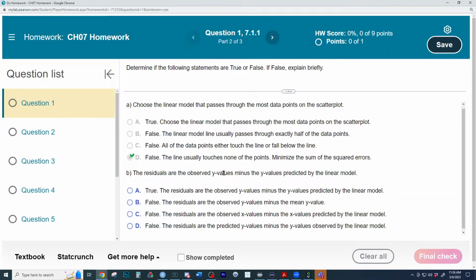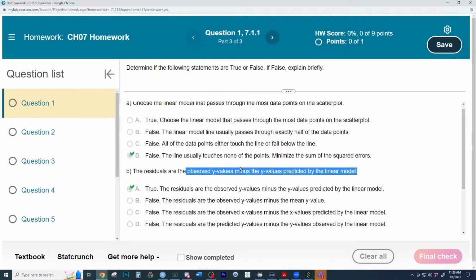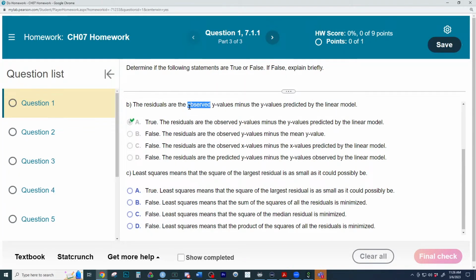The residuals are the observed y minus the y predicted values by the linear model. Observed minus predicted, exactly. And I usually like to say actual minus predicted. So that is very true. I don't see anything false about that. Yep. Residual is the actual minus predicted. I prefer to call this actual and call that predicted. And that's a very important thing to know.